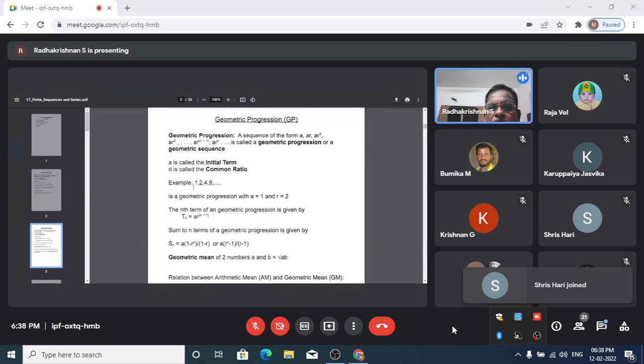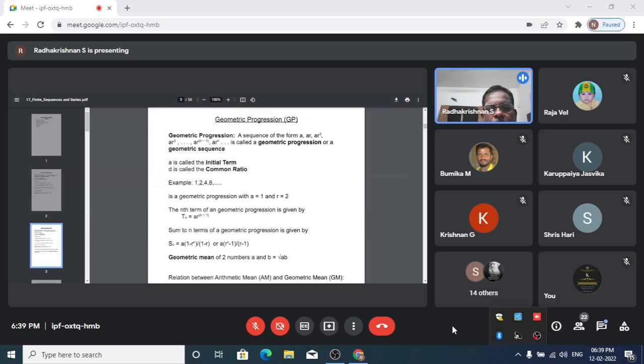So a sequence like 1, 2, 4, 8 is a geometric progression with a equal to 1 and r equal to 2. So the nth term of a geometric progression is tn equal to a into r power n minus 1. Okay. And the sum to n terms of a geometric progression is given by a into 1 minus r to the n by 1 minus r, or r to the power of n minus 1 divided by r minus 1.